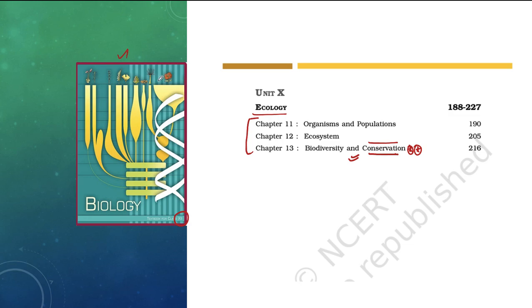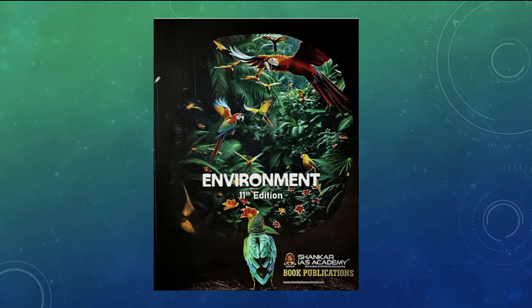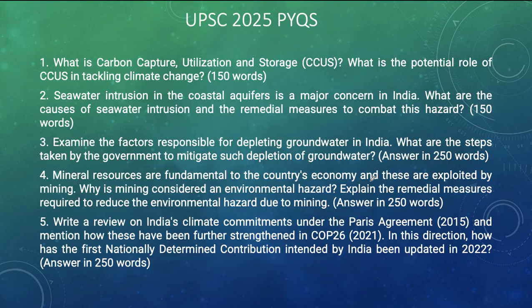So you can make use of this NCERT book in a very good manner to understand the basics, and you can go for the ready-made single reference for environment. I would be suggesting for UPSC Mains Paper 3 the environment book, the recent edition, the 11th edition, you can make use of it.